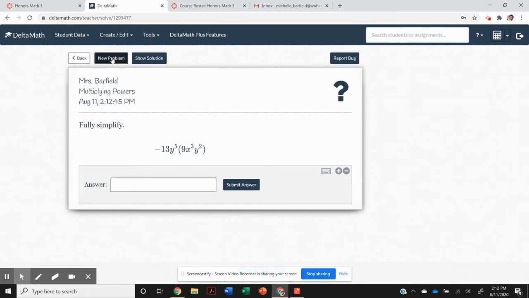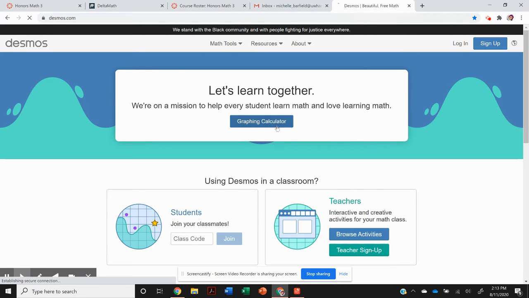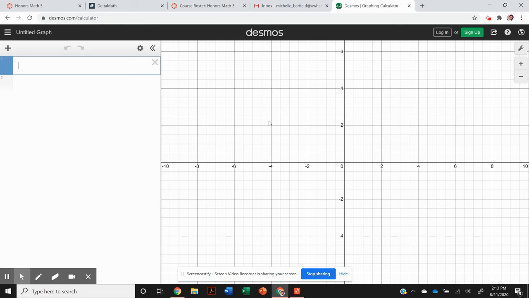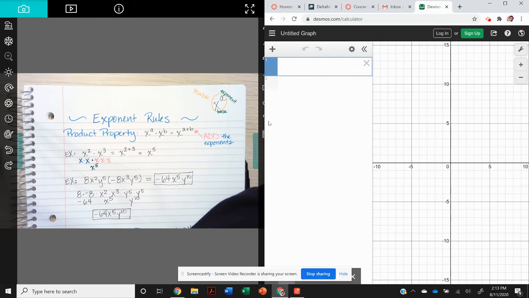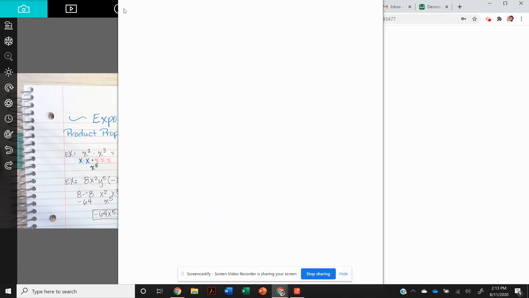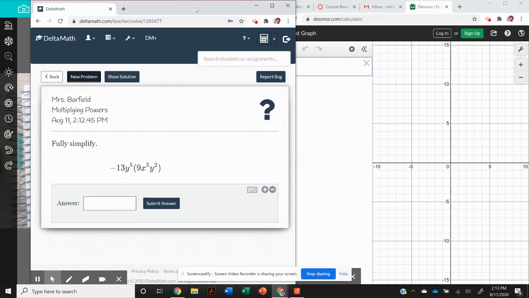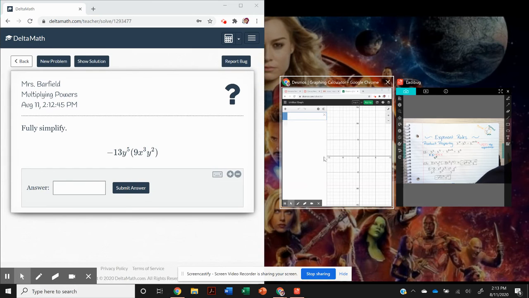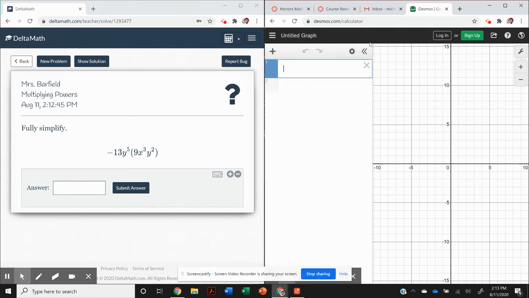All right, so let's click here to a new problem. It says fully simplify -13 y to the fifth times 9x to the third y squared. I'm going to split my screen again. Let me do this really quickly. I'm going to bring up Desmos, so that way you can also see how I can utilize Desmos. Let me pull out Delta Math. Okay, so you can see how I actually can use Delta Math to do some little multiplication steps.